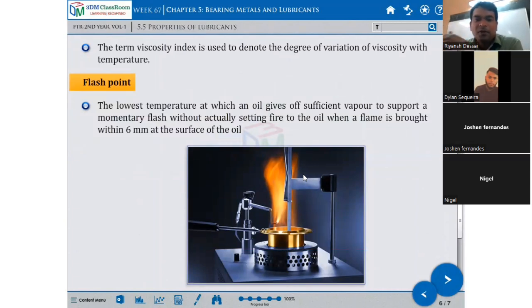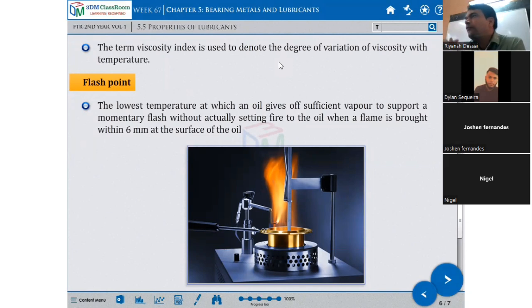What is the flash point? Suppose the wall is in a heated condition and lubrication is going on continuously, and the temperature is rising. At a certain temperature, the oil starts giving off fumes. Not smoke, but fumes. When the oil is heated to a certain temperature and starts giving fumes, with vapor rising into the atmosphere, that point of the lubricant is called the flash point.